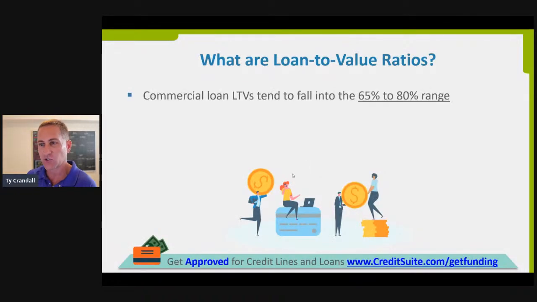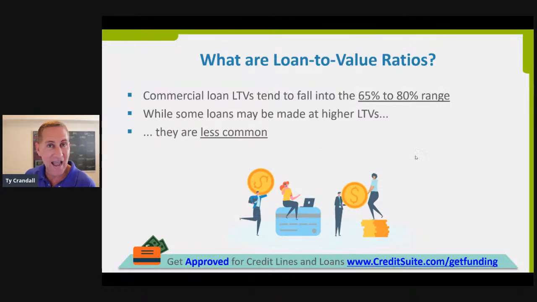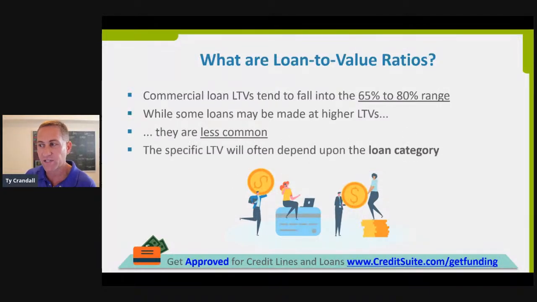So hopefully that answers your question. Commercial loans tend to fall between 65 and 80% loan to value. Some may be higher, some are less, depending on the risk. But that gives you a pretty good idea of what's possible: 65 to 80% of the actual value of the property, or what you're buying it for even.